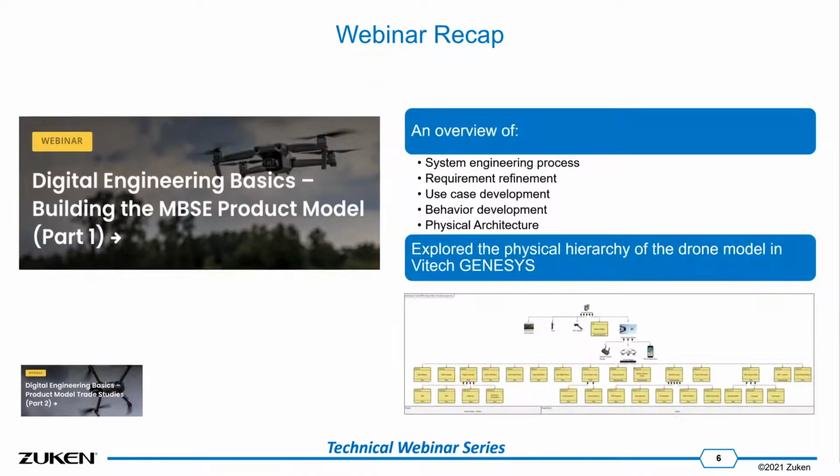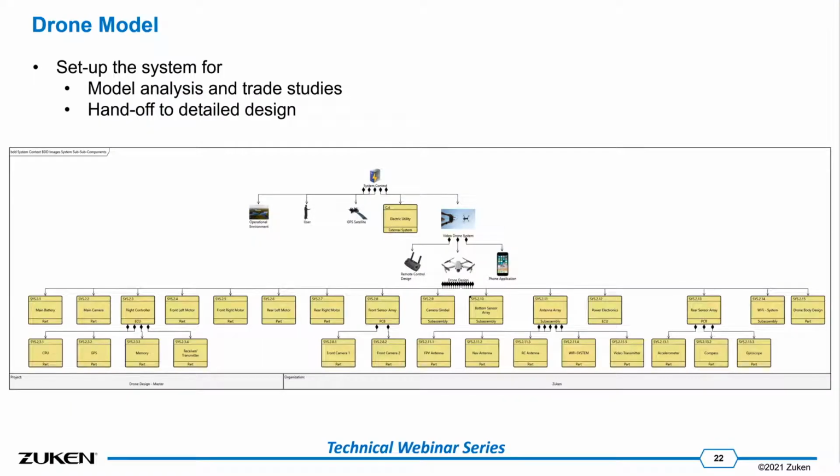In the first webinar, the great Steve Cash from Vitech presented an overview of the system engineering process. That included the requirement refinement, use case development, and behavior development. He also got into the physical architecture, not in too much detail, but we explored the physical hierarchy of the drone model in Vitech GENESYS. And Steve also explored many other areas so that the setup for systems can be done for model analysis and trade studies in the following webinars, and then of course hand off to detailed design.